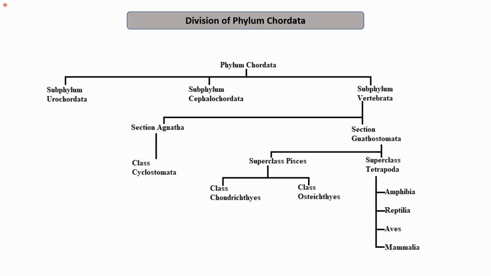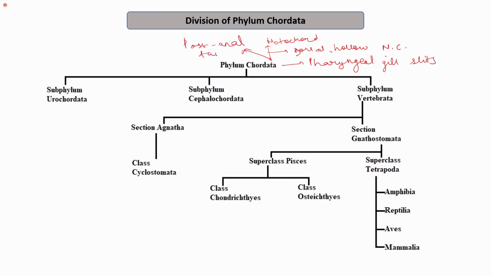So this is a division of the phylum chordate. First of all, what is the basic characteristic of phylum chordates? The complete phylum chordate should have 4 characteristics. The first is the presence of a notochord, presence of a dorsal hollow nerve cord, fine. Then they have pharyngeal gill slits. Then they have a post-anal tail, which is present posterior to the anus. Fine. So these 4 characteristics will be present in all the subphyla and in the classes of the phylum Chordata.